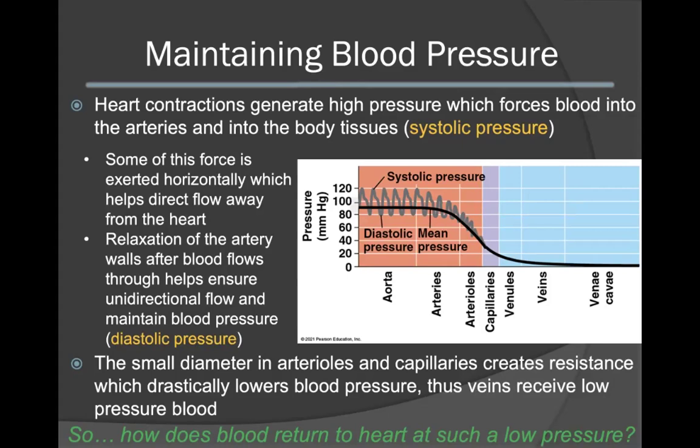Due to the small diameter in arterioles as well as capillaries, this creates a large amount of resistance. This leads to the drastic reduction in blood pressure that you can see from the diagram or chart here. As a result, the veins will receive very low pressure blood. So one must ask, how does this blood actually return to the heart if it exists at such a low pressure?